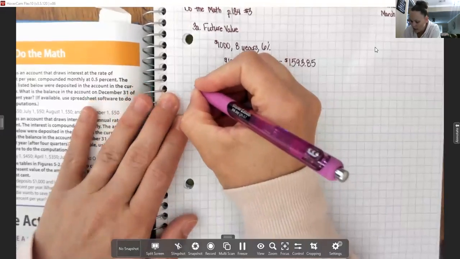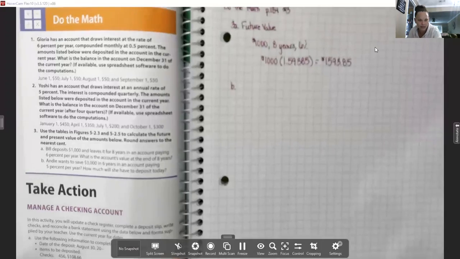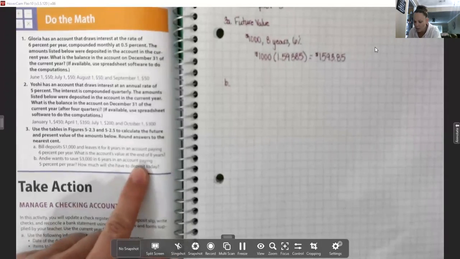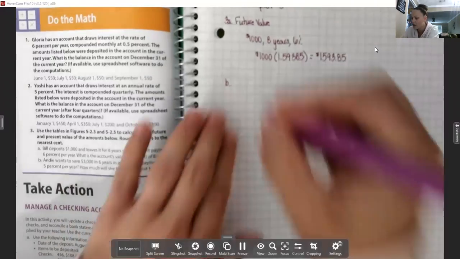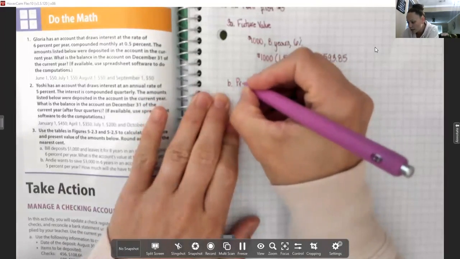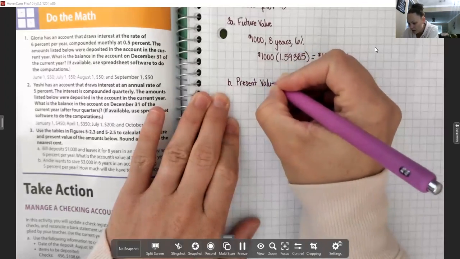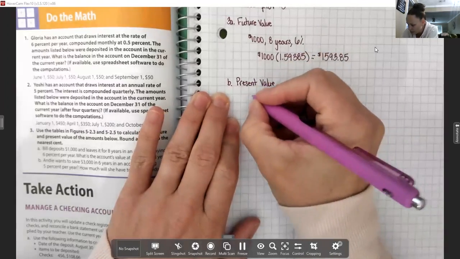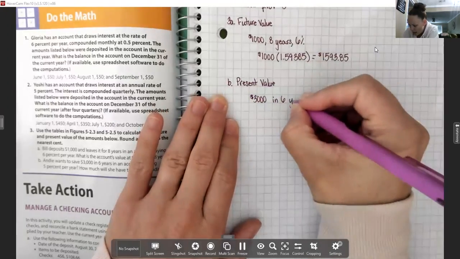And then part B, Andy wants to save $3,000 in 6 years in an account paying 5% per year. How much will she have to deposit today? So we want to know what is the present value. She needs $3,000 in 6 years at 5%.